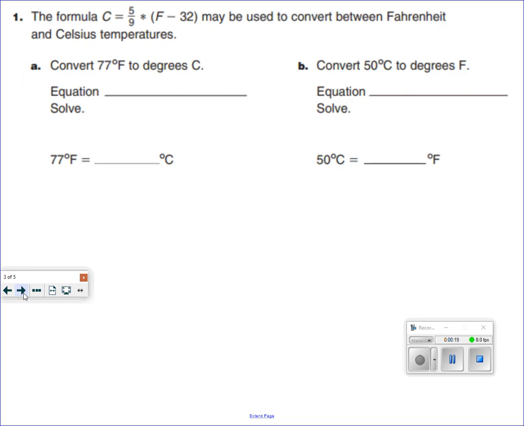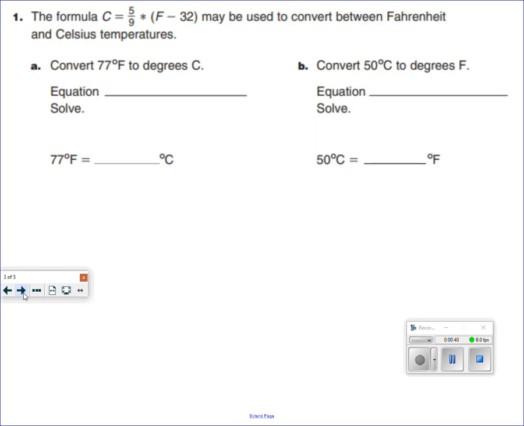First problem looks like this. The formula, so we're going to do A first. The formula is C equals 5 over 9 times, and then in parentheses we have F minus 32. Maybe use to convert between Fahrenheit and Celsius temperatures. Okay, so we deal with Fahrenheit here in the United States, but I feel like the rest of the world is in Celsius. So let's watch closely how we're going to solve this.